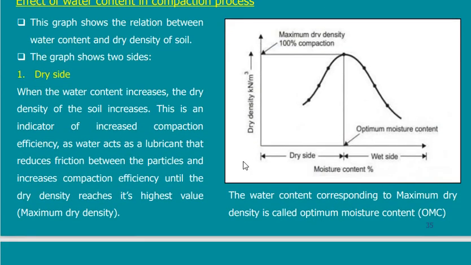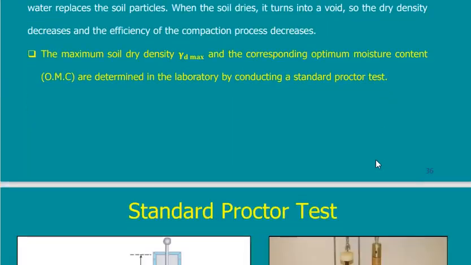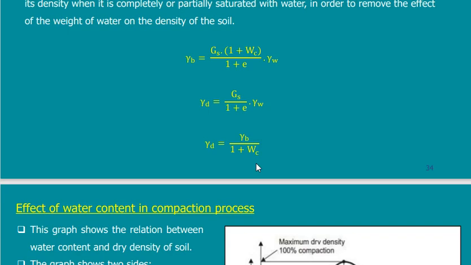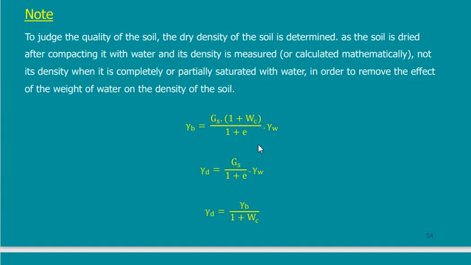This is what we are going to study: charts that we are going to draw, and then from the maximum point we can calculate the amount of water we can add to this soil so that we get the maximum compaction that we need, and how the tests are conducted, until the end of the lecture.